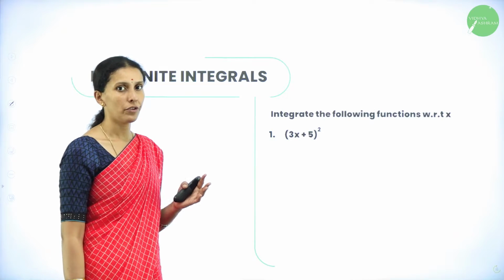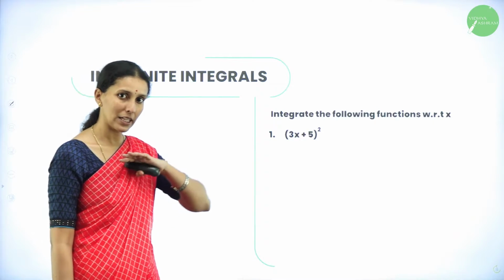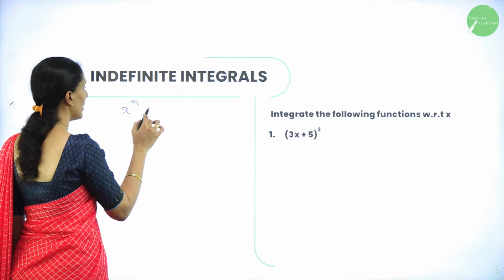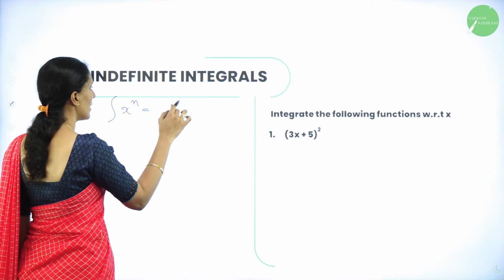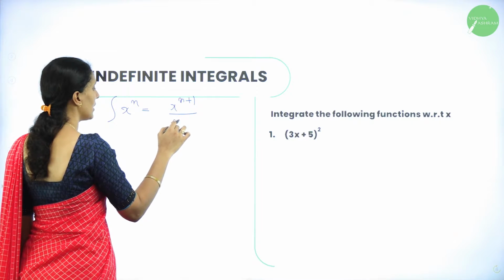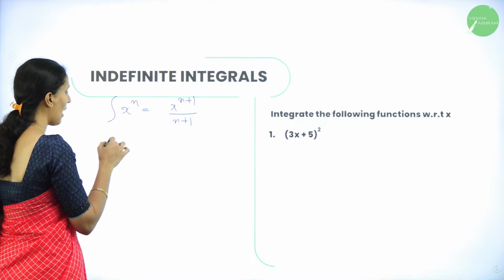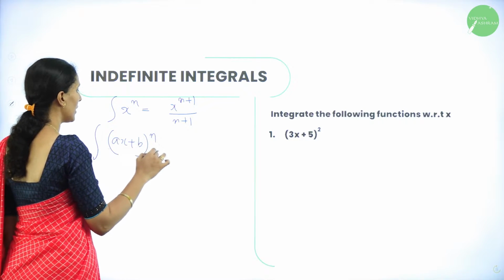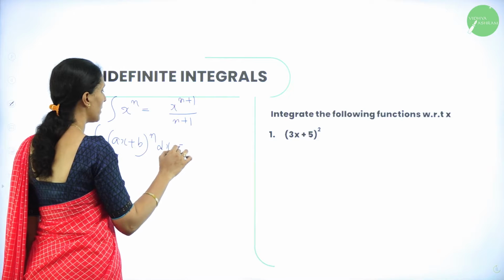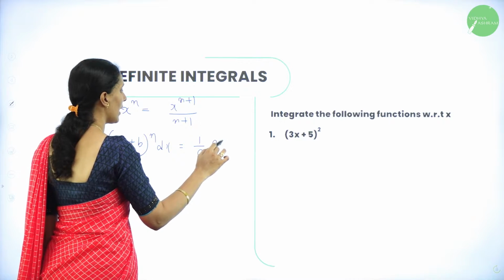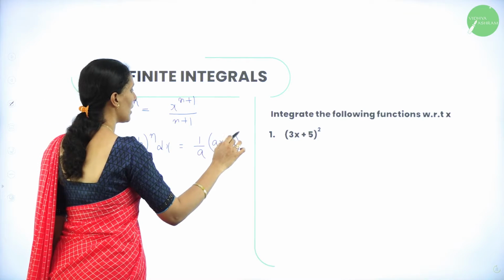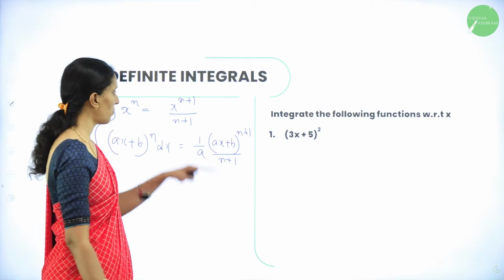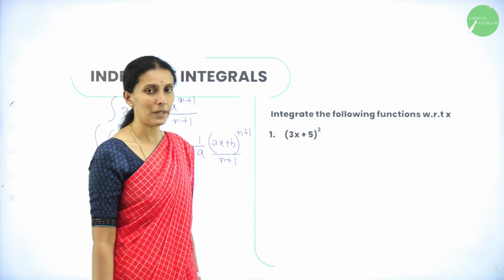So any function of the form ax plus b can be written with the same derivative. We know that the integration of x power n is x power n plus 1 by n plus 1. So if you have this in the form of ax plus b whole to the power n, then the integration of ax plus b whole power n can be written as 1 by a times ax plus b whole to the power n plus 1 by n plus 1. The same rule which we use for the given function with variable x.